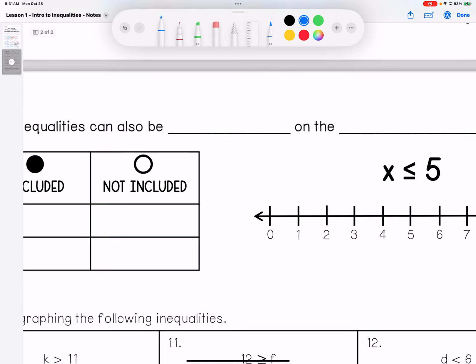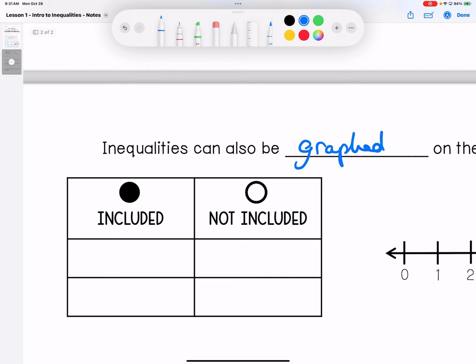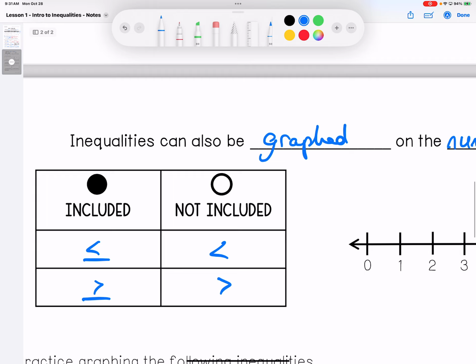All right. Back page. Inequalities can also be graphed on the number line. So inequalities also need to be graphed sometimes, which we've already kind of touched on. To have a closed dot, it needs to be greater than or equal to. Same thing with less than or equal to. It needs that line underneath it. If there's no dot included, then it's just regular greater than or less than, which we talked about last week.